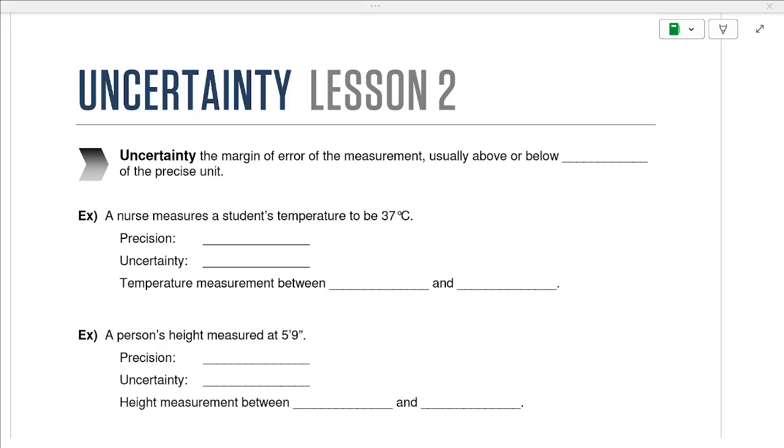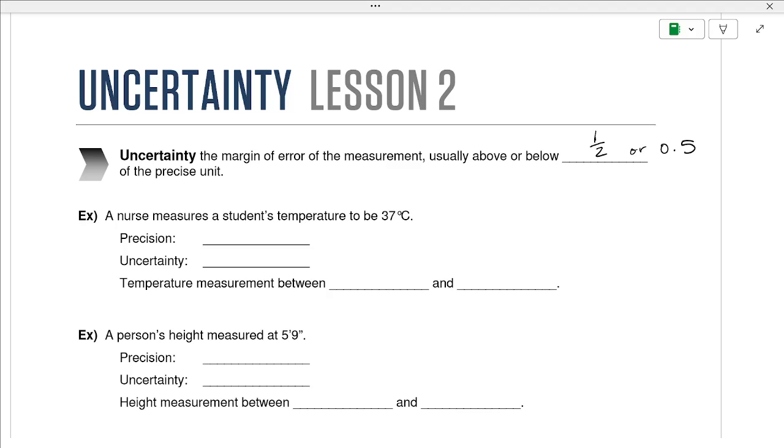Okay, so this is our second lesson for the precision measurement unit in grade 12 essential math. We're going to talk today about uncertainty. The technical definition is that uncertainty is what's called the margin of error of the measurements, usually above or below 1/2 or 0.5 of the precise unit.